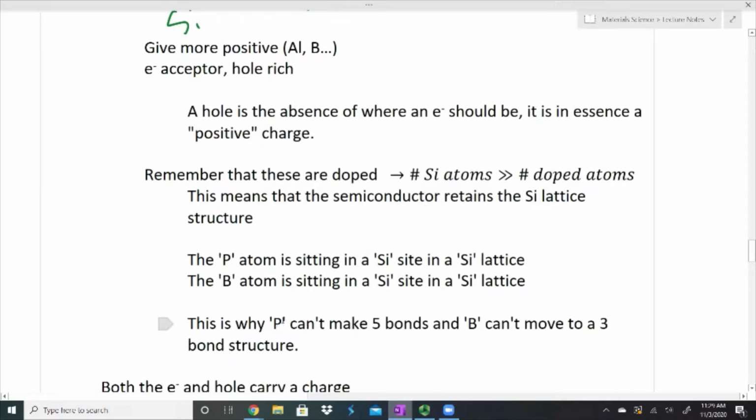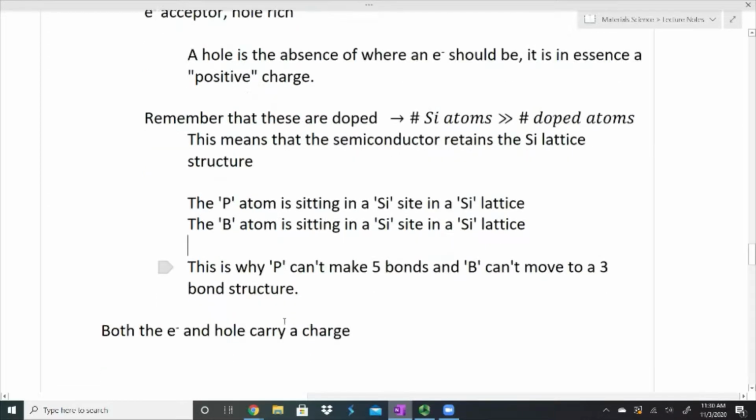And this is the reason why we can't get that 5th bond for phosphorus, and we can't change our structure so that boron is happy and content and the whole crystal structure is happy and content with a 3-bond structure. If we were to get phosphorus to bond that 5th electron, then we wouldn't be able to have that extra charge be mobile for us.